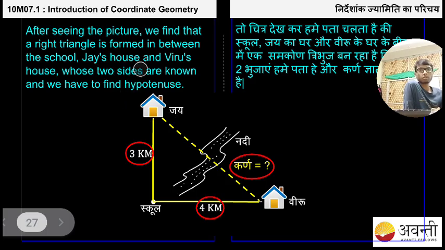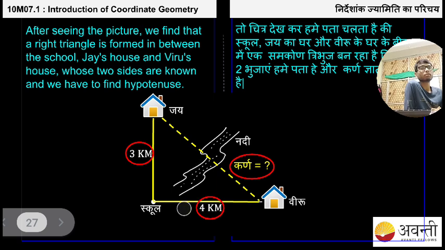Now, after seeing this picture, we find a right triangle. Yes, this right triangle is formed between the school, Joy's house, and Veru's house. Two sides are known, and we have to find the hypotenuse. Yes, we can use the Pythagoras theorem here. Just by using the Pythagoras theorem, you will get this h, and we know that this is p, this is b, and here we can use the Pythagoras theorem.